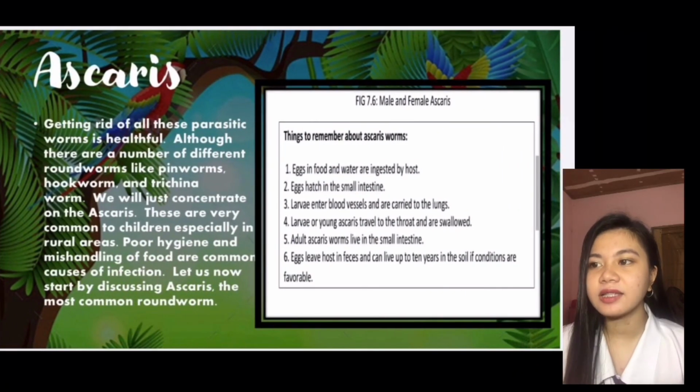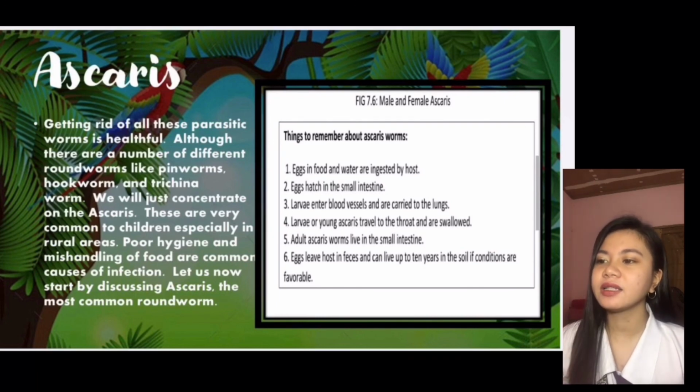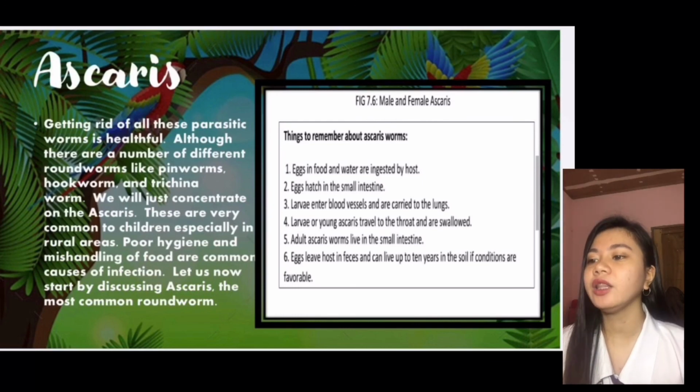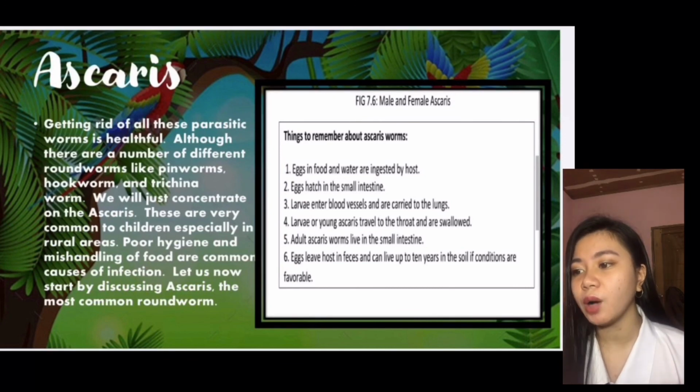The next slide is about ascaris. Getting rid of all these parasitic worms is helpful. Although, there are a number of different roundworms like pinworms, hookworm, and trichina worm. We will just concentrate on the ascaris. These are very common to children, especially in rural areas. Poor hygiene and mishandling of food are common causes of infection. Let us now start by discussing ascaris, the most common roundworm.